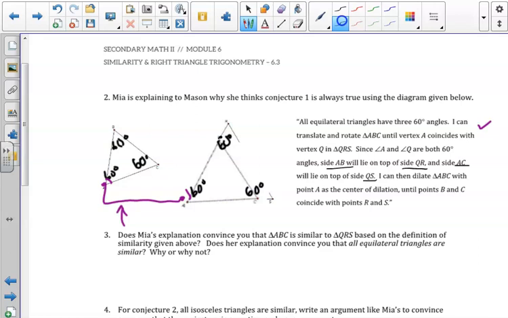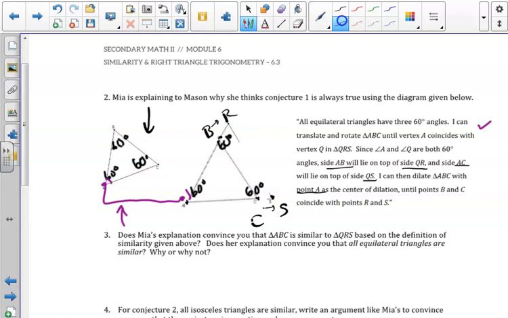If we dilate the initial triangle from the left that I've just overlapped on the right, if we dilate that smaller triangle ABC with point A at the center of dilation, which is here, until B and C coincide with points R and S. So what that would mean is this B would move, dilate so it overlaps with that R, and this C would move so it overlaps with this S. So we would want to multiply by a scale factor that's greater than 1. So we've just explained how we know that these two triangles will be similar.